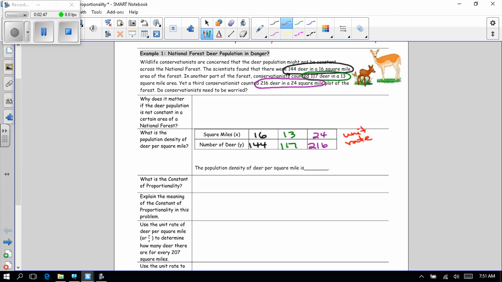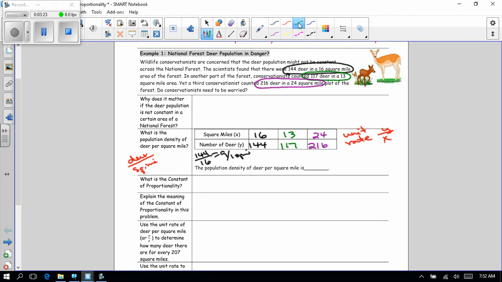In order for me to find the unit rate, I am going to take the number of deer, the Y value, and I'm going to divide it by the square miles, the X value. I want to know how many deer are in a square mile, right? Deer per square mile, that's how you would say it. So I'm going to take the 144 and divide it by 16. And when I do that, I get 9. 9 deer per 1 square mile.